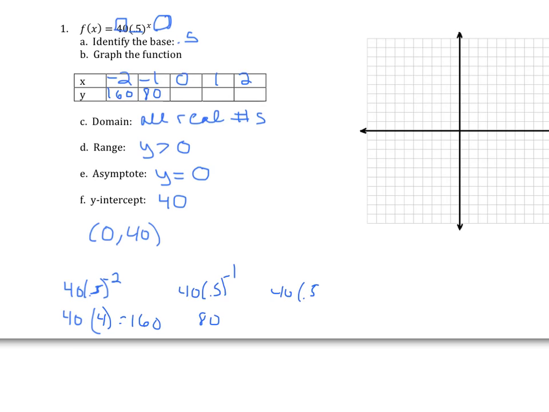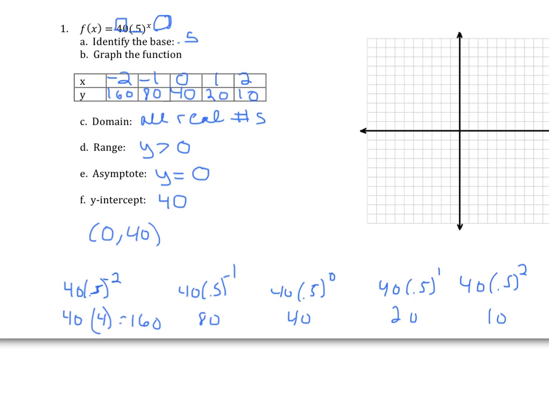40 times 0.5 to the 0. 0.5 to the 0 is 1 times 40 is 40. 40 times 1/2 to the first. 1/2 to the first is 1/2. 1/2 of 40 is 20. And if we have 40 times 0.5 squared, 1/2 squared is 1/4. 1/4 of 40 is 10.